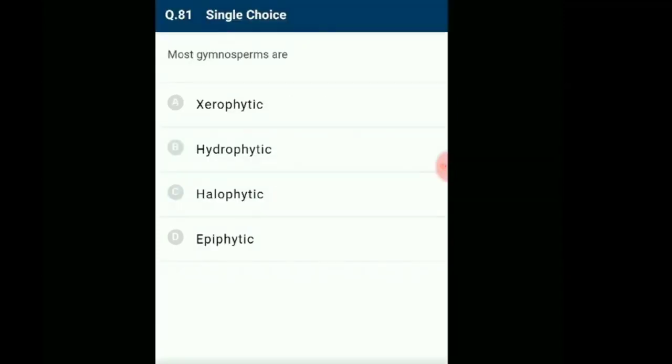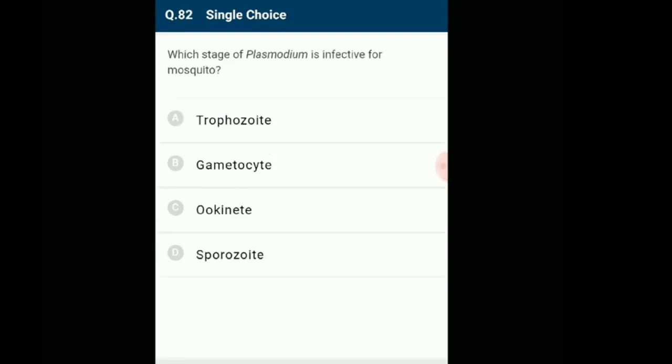Question number 81. Most gymnosperms are found on hills where rocky soil has no water holding capacity. So the answer is option A, xerophytic. Question number 82. Which stage of Plasmodium is infective for mosquito? Gametocyte is the infective stage for the female Anopheles mosquito because the optimum temperature for growth of gametocyte is present in their body. The answer is option B.